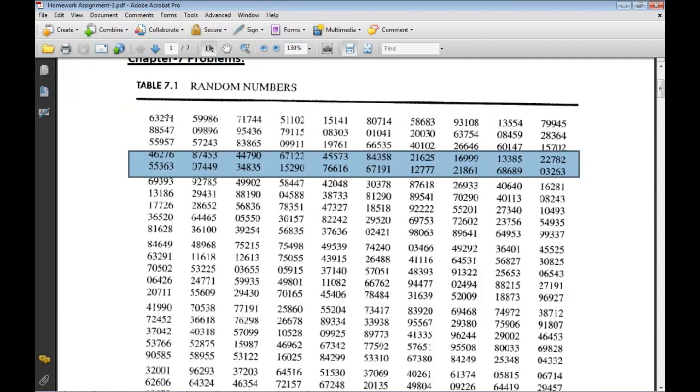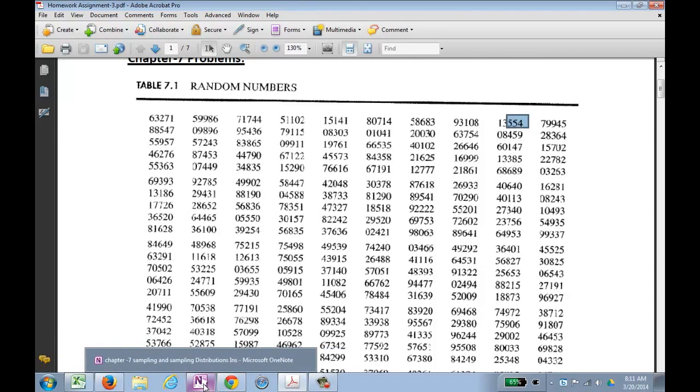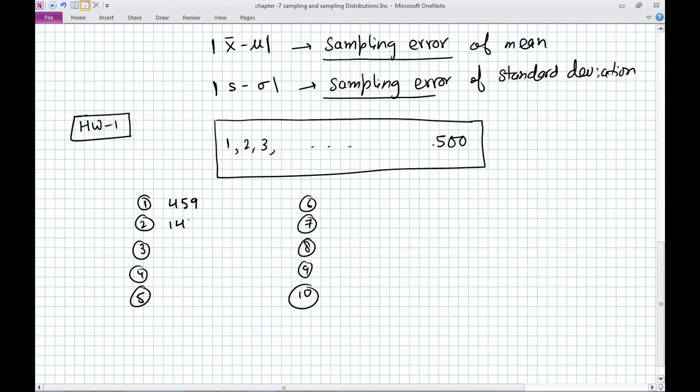So you have 1, 2, 3, 4, 5, 6, 7, 8, 9. But 554 is more than 500, we cannot use it. We move to the next one. 459, we can use that. 147 we can use. So 459, 147. Make sure that when you are using these random numbers, none of the numbers are repeating, because you don't want to take the same company in your sample 2 times or 3 times. So they should not repeat.